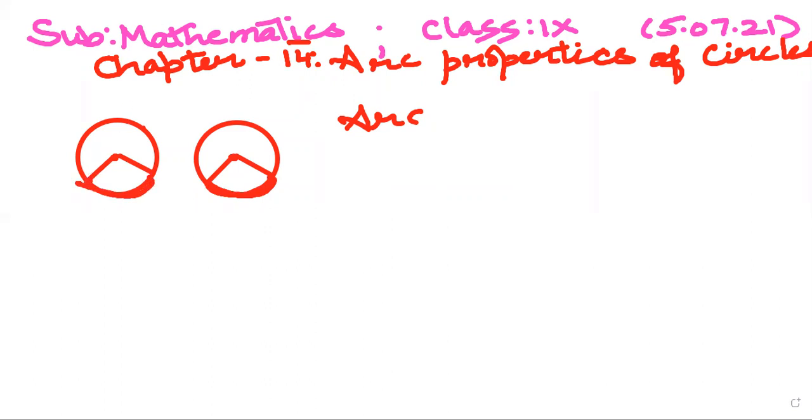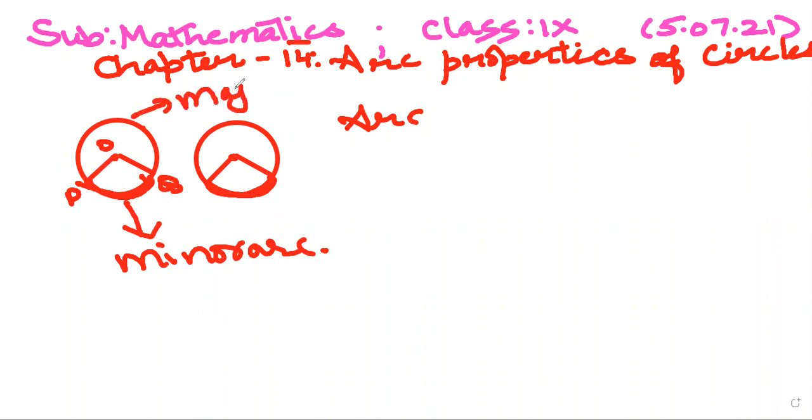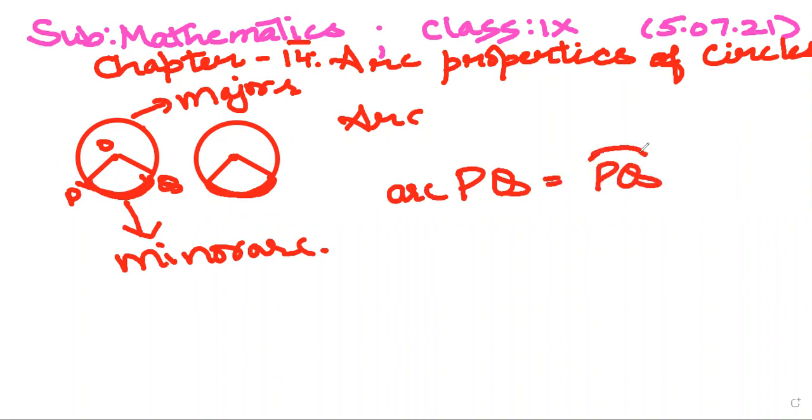Now, let's name it. If I write this as O, this is P, and this is Q. So, which part is your arc? This is your arc PQ. As this is a very small part, we call it a minor arc. And if you go from Q to P, then that is your major arc. You can write arc PQ, or write PQ with the sign of arc. This is your minor arc.